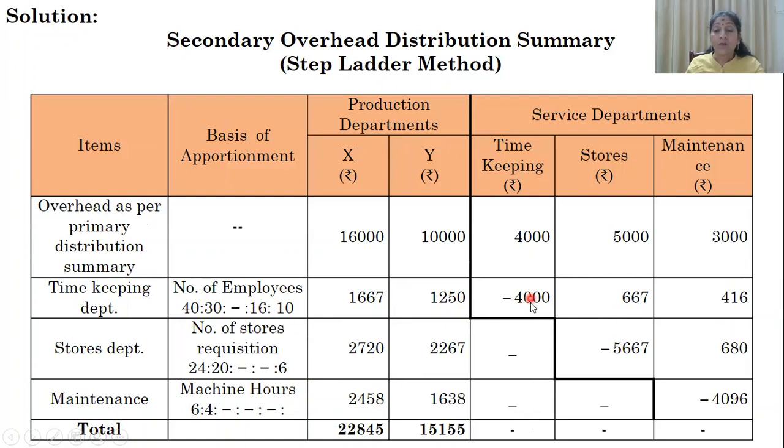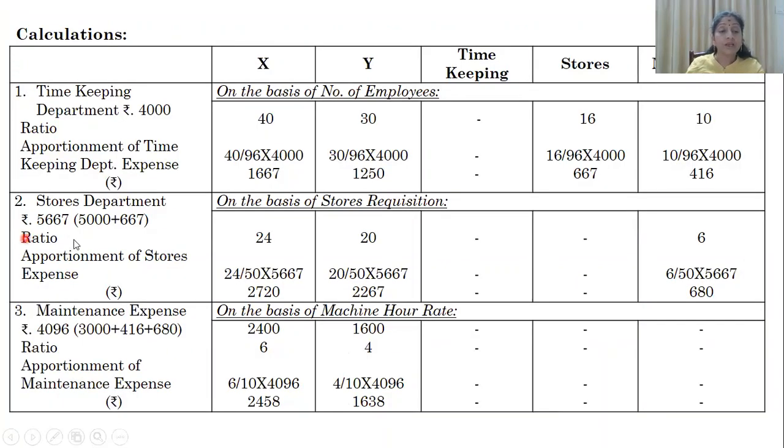Okay, then what do we give the preference next? According to the sequence, we have to take stores. So stores 5,000 plus 667. What is the total? 5,667. Okay, we have to take this according to the proportion ratio given in the problem. See the calculation. Stores department 5,667. What is the ratio? It is apportioned on the basis of stores requisition given in the problem.